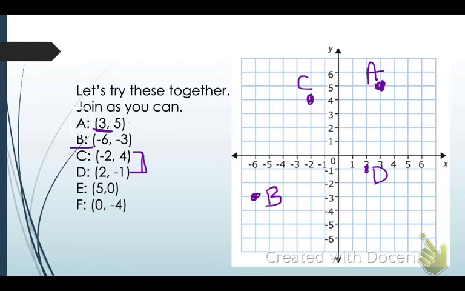All right. E and F I'm going to do with you. So E, 5, 0. So we start at the origin in the middle. The 5 on the X tells us we move to the right 5. So I'm going to go to the right 5. The 0 for the Y tells us we do not move up or down, and so we just put a point. It's going to be on the X-axis at 5.